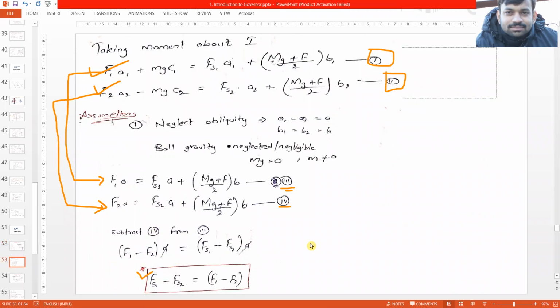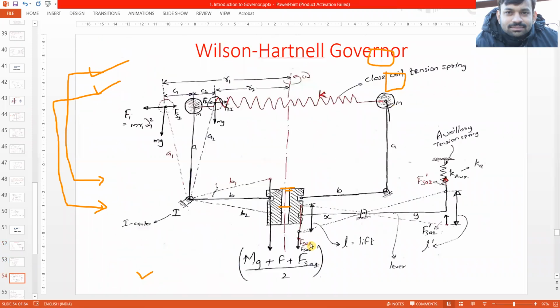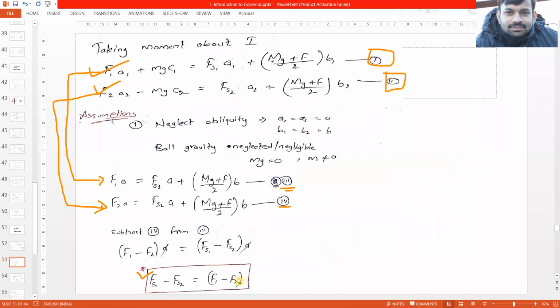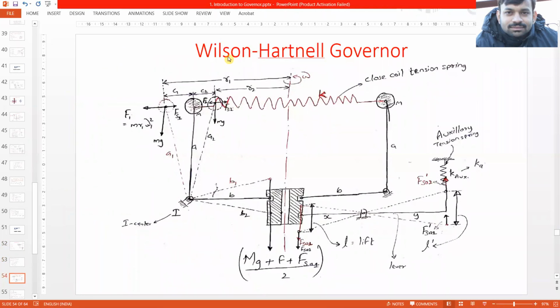We can equate these two equations in order to solve the numerical problems and whatever is asked in it. Okay, so this was all about the Hartung Governor. Now let's move forward to the next governor, that is Wilson-Hartnell Governor.